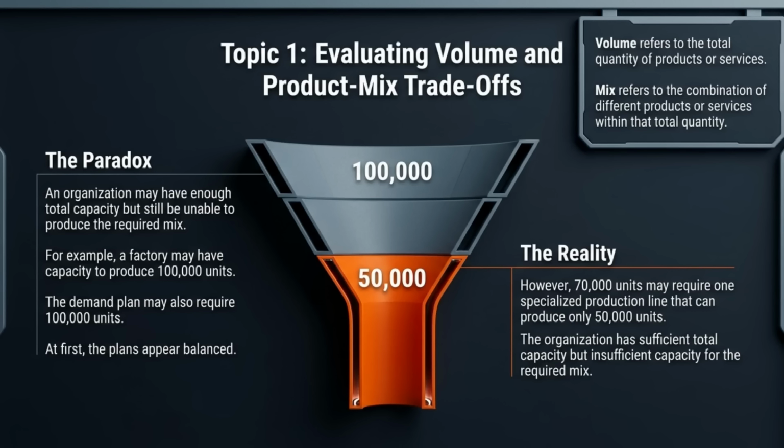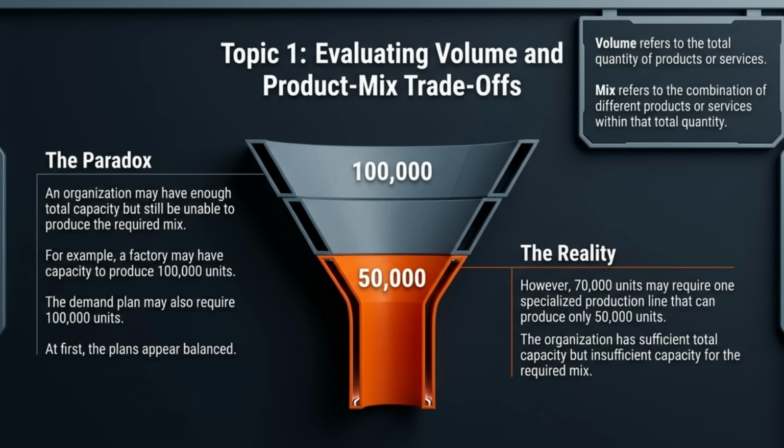Topic 1. Evaluating volume and product mix trade-offs. Volume refers to the total quantity of products or services. Mix refers to the combination of different products or services within that total quantity. An organization may have enough total capacity but still be unable to produce the required mix.